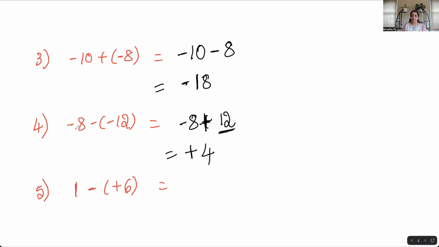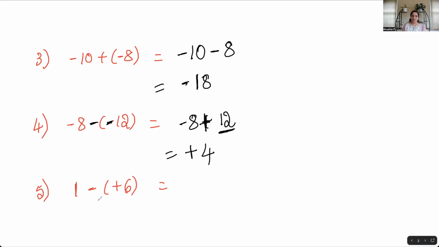So when you have minus 8 minus of minus 12, when you have two negative signs next to each other, make it plus. So you rewrite it as minus 8 plus 12. Both the numbers have opposite signs. Subtract the two numbers. So 12 minus 8 is 4 and keep the sign of the larger absolute value number, which is plus 4. Okay.